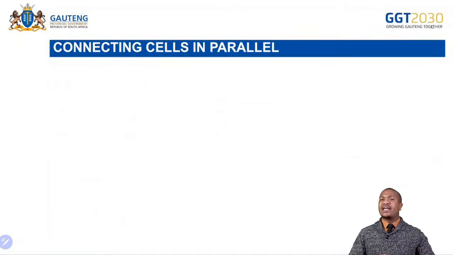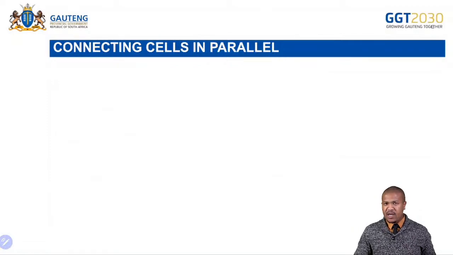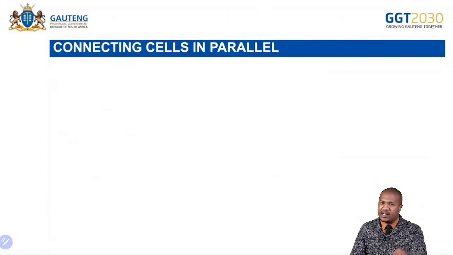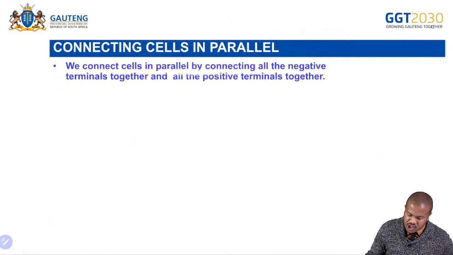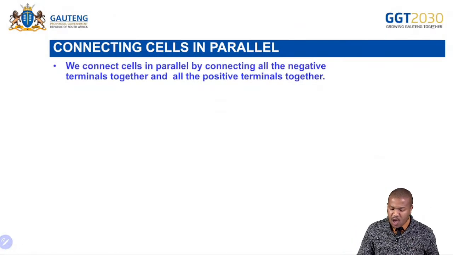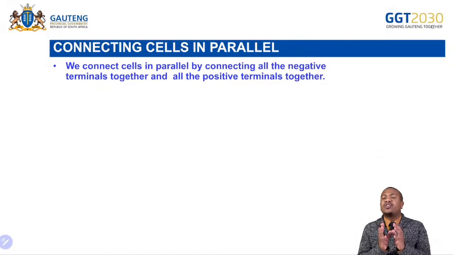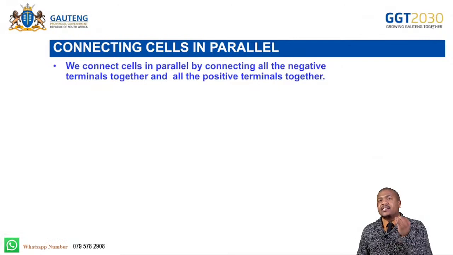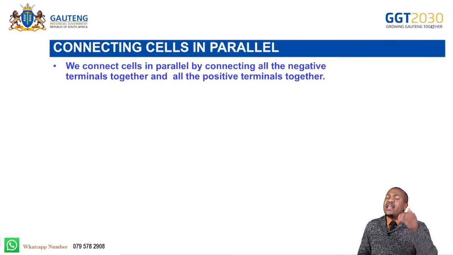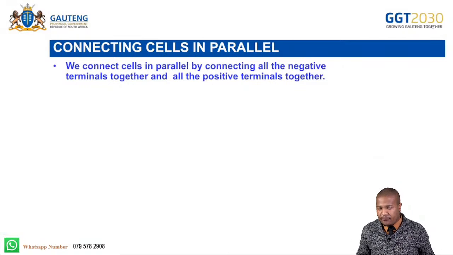Right. So now, since we know what a parallel circuit is and we know some of its advantages and disadvantages, let's unpack a parallel circuit one by one. Let's start with connecting cells in parallel. When we connect cells in parallel, we connect all the negative terminals together and all the positive terminals together. Now, if you think of a series circuit, we said that we connect the negative terminal of one cell to the positive terminal of the following cell. They follow one another in a linear form.